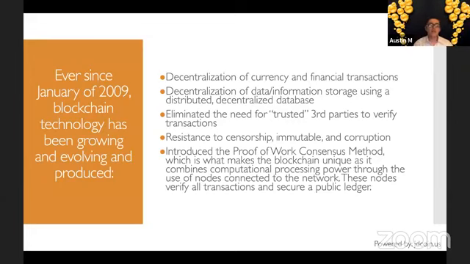And it introduced the proof of work consensus method, which makes the blockchain unique as it combines the computational processing power of nodes connected to the network, the Bitcoin network. These nodes all verify and secure a public ledger. This is something that we went over in more detail in the previous webinar.